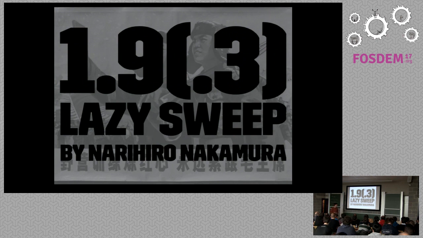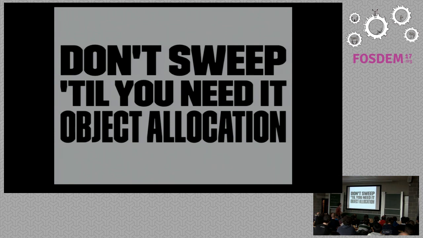In the meantime, 1.9, which I think actually came in .3, Narihiro Nakamura gave us lazy sweeping. The whole idea is you don't sweep until you need it. We're trying to break the sweep phase into multiple smaller phases. We're still going to have one big long stop the world mark, but we're going to sweep only in smaller increments when we actually need it, which is when we need new slots.